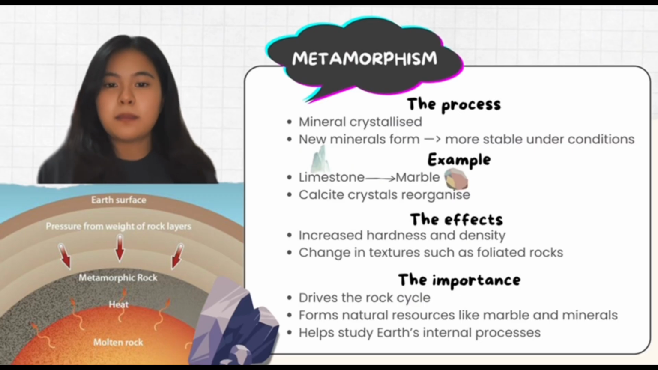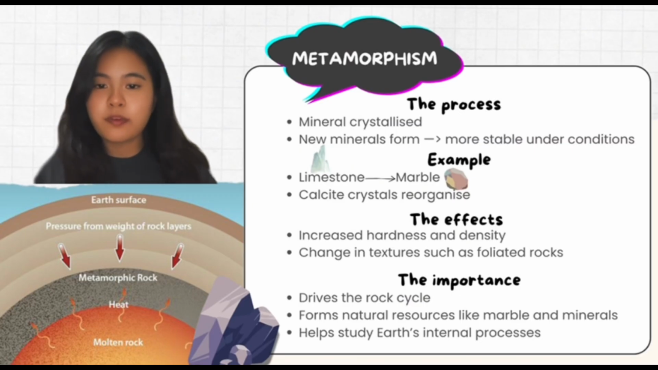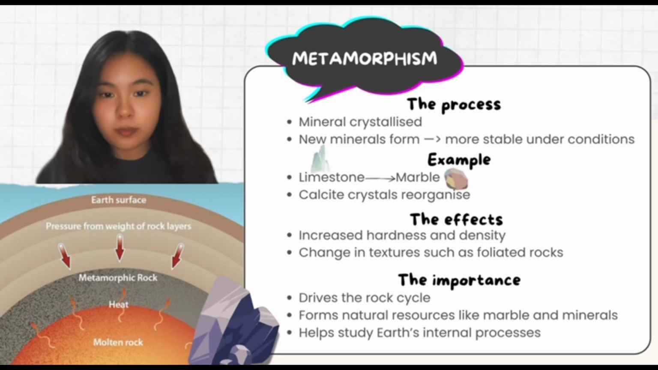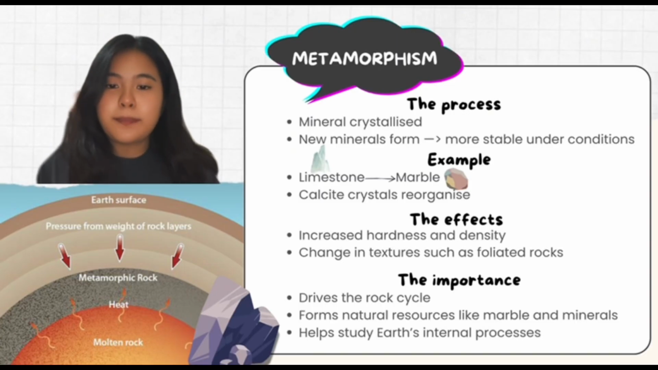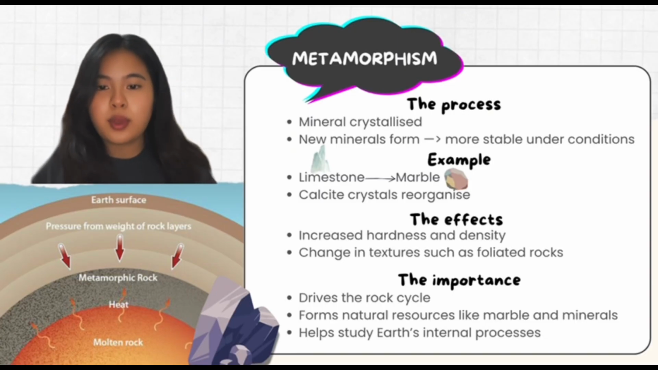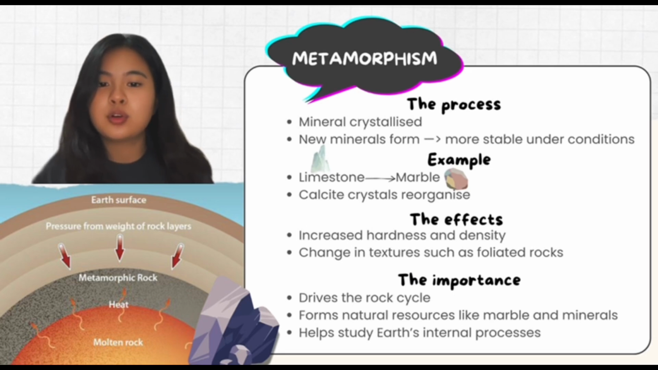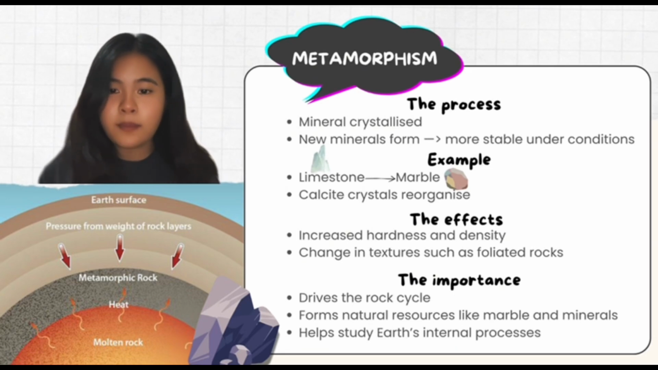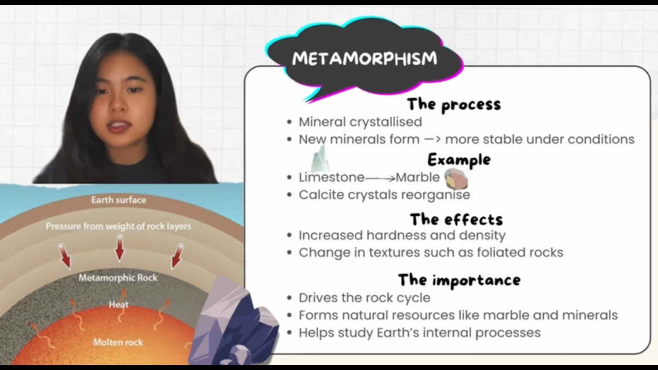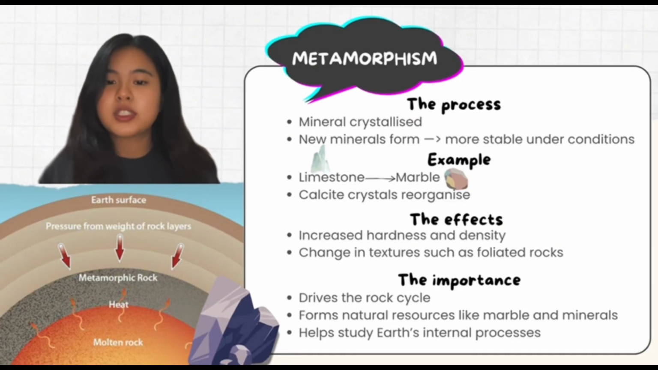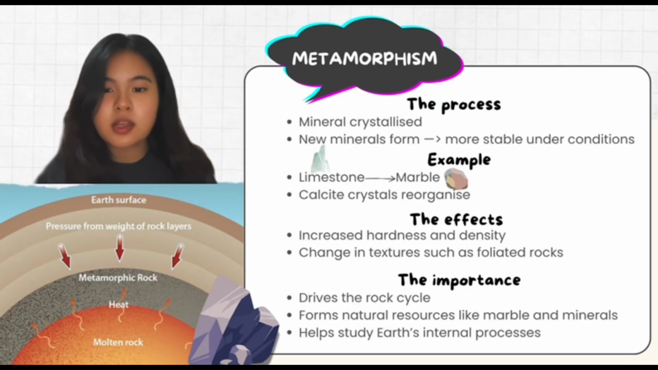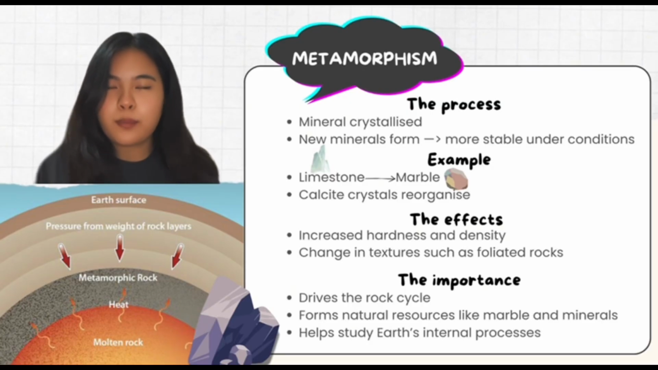A common example of metamorphism is the transformation of limestone into marble. Limestone is mainly composed of calcite. When it is exposed to heat and pressure, the calcite crystals undergo recrystallization, meaning they reorganize into larger and more stable crystals. This process forms marble, which is harder, denser, and has a more compact structure compared to limestone.